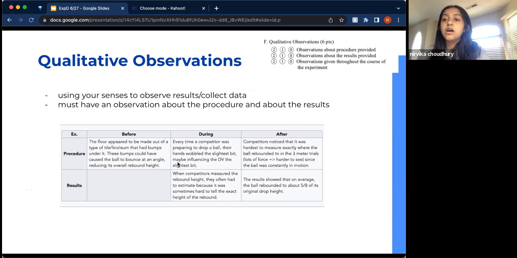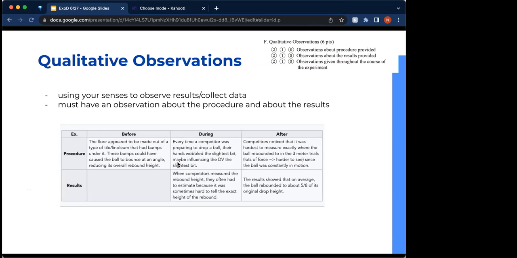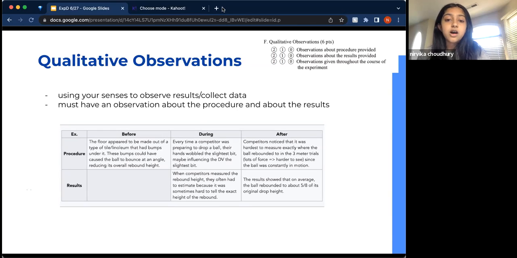Okay, qualitative observations are when we use our senses. So like touch, sight, smell, using our senses to observe results or collect data. We must have an observation about the procedure and about the results. So you can see the rubric says observations about procedure provided and observations about the results provided.